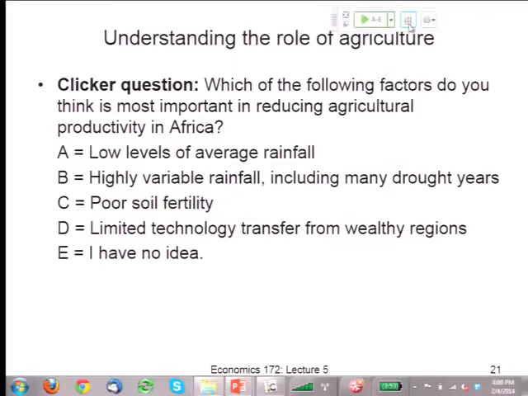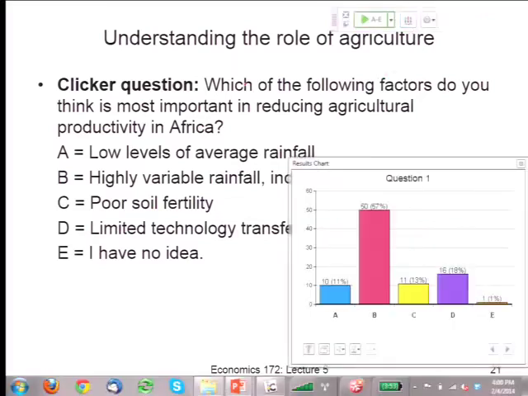Okay, so let's see what the answers are. We actually have a pretty good spread. Some people focused on the low levels of average rainfall. A lot of people on the variable rainfall, which I think observers of African agriculture really do think is essential. Soil fertility is very important. If you don't have fertile soil, it's hard to grow a lot. And then the technology transfer issue is obviously important.